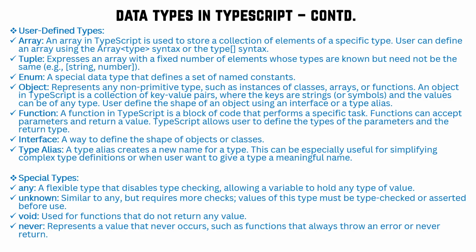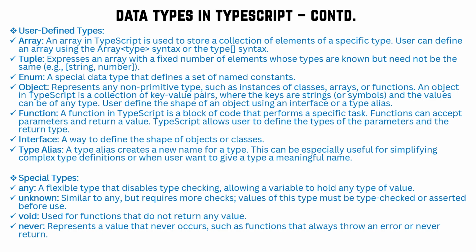Unknown is similar to any, but requires more checks. A value of this type must be type checked or asserted before use. Void is used for functions that do not return any value. In Java also void exists, used whenever you do not want to return anything. Never represents a value that never occurs, such as a function that always throws an error or never returns. You'll understand everything in depth, with all the implementation, tomorrow.